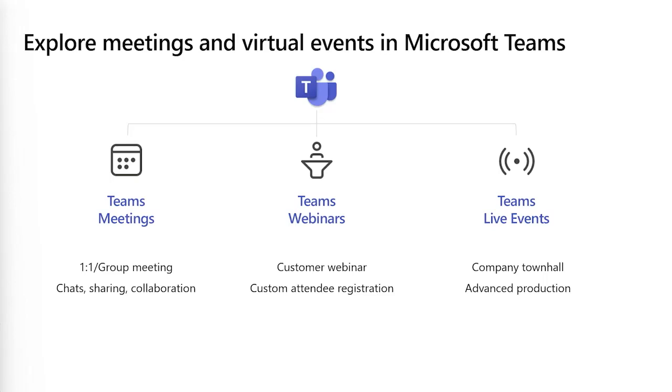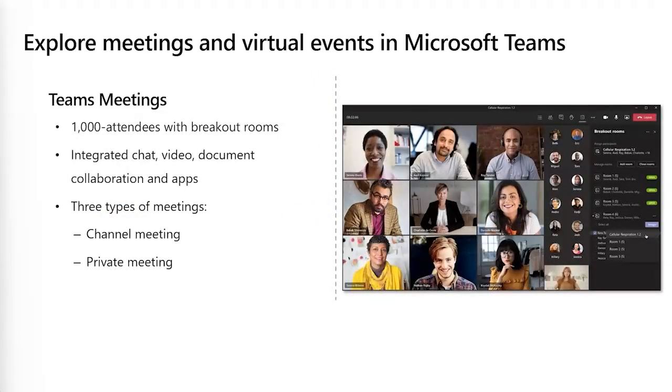Typically, you're going to have multiple people involved in the event, not just the presenter, but the producer role as well. Maybe you're using some third-party hardware or software to help with production. So qualitatively different, each of these: meetings, webinars, and live events. Meetings have a maximum of 1,000 people. We can have breakout rooms in meetings, chat, video, we can share, we can enable apps for meetings, and they can be channel meetings, private meetings.